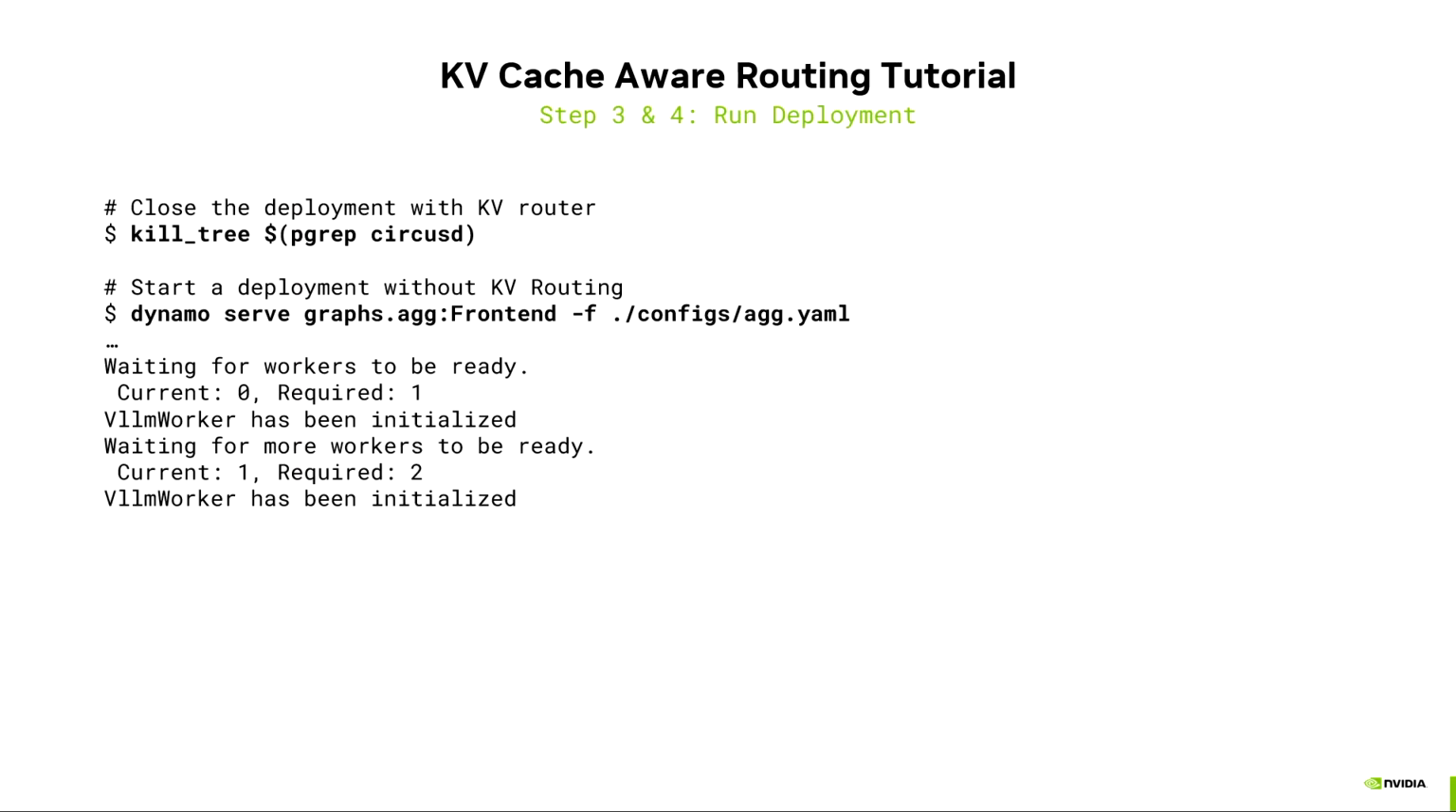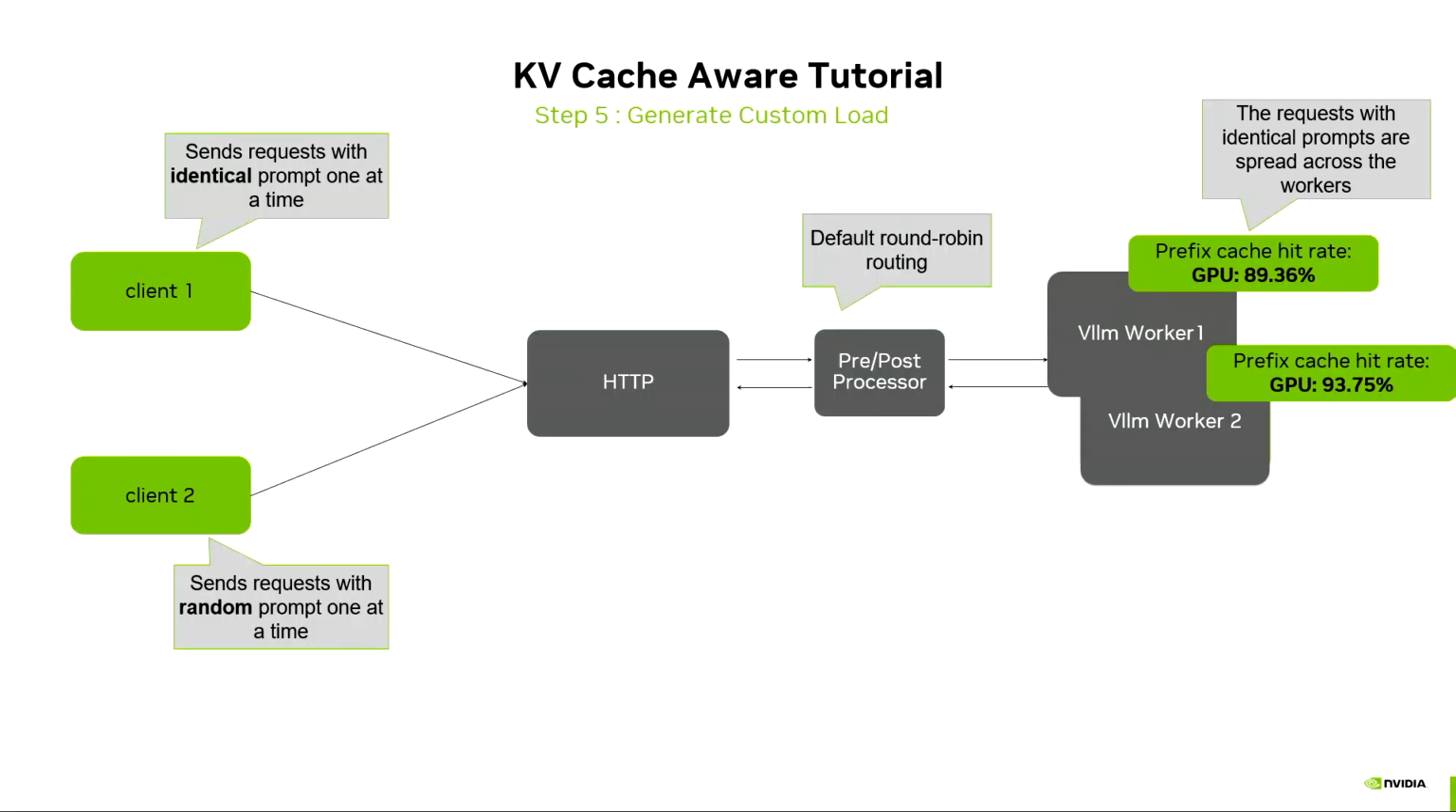Now for the demonstration purposes again, we kill this deployment, and start the same deployment but without the router. And by default, it uses round robin. So now what happens in the same setup with the 2 clients is both the workers are seeing some prefix cache hit rate because the identical requests are hitting both the workers.